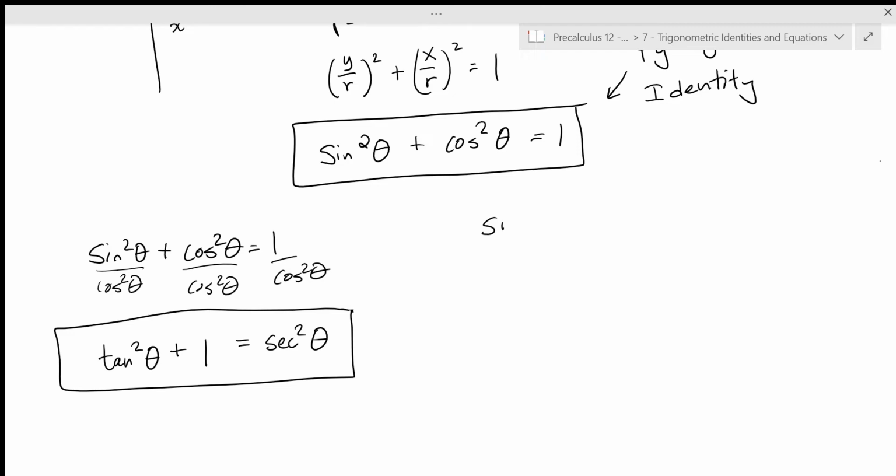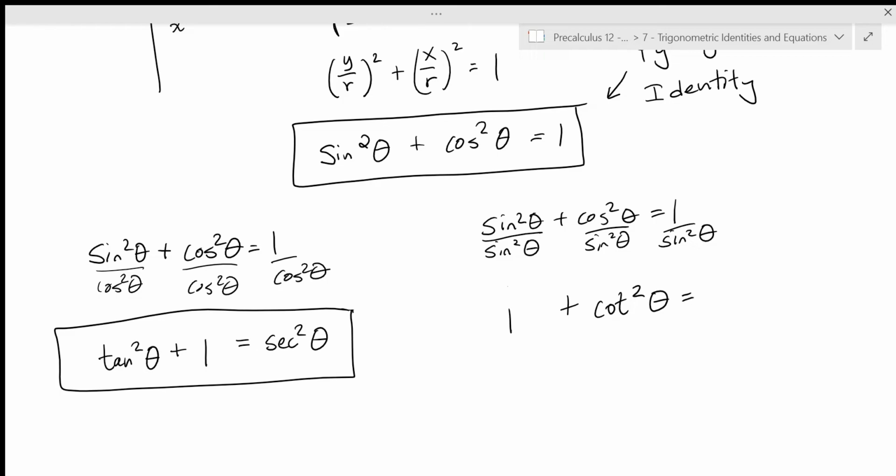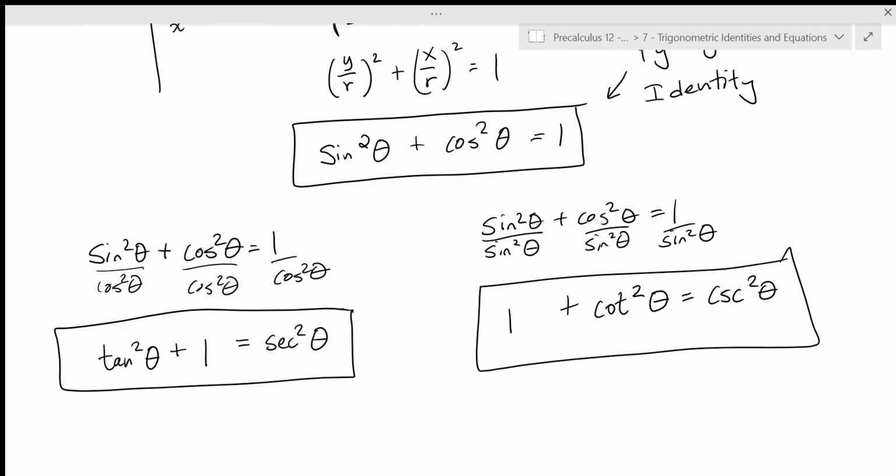So now we know sine squared theta plus cosine squared theta equals 1, which we're all going to have memorized by the end of this video. Let's divide it by sine squared theta, to make something else a 1. Sine squared theta divided by sine squared theta is 1. Cosine over sine gives us cotangent. So 1 plus cotangent squared theta gives us cosecant squared theta. So now we have even more identities that come from the Pythagorean theorem.